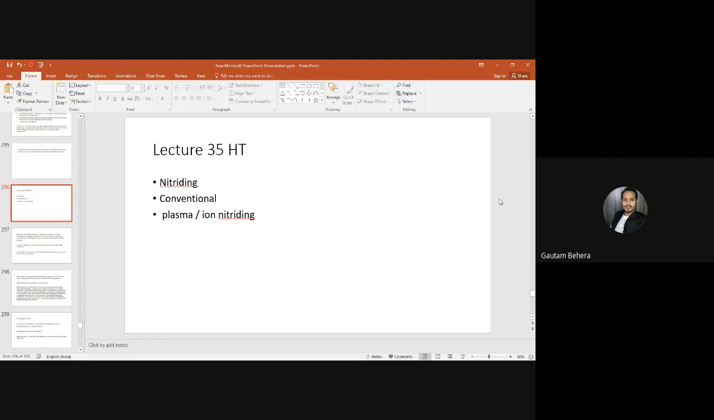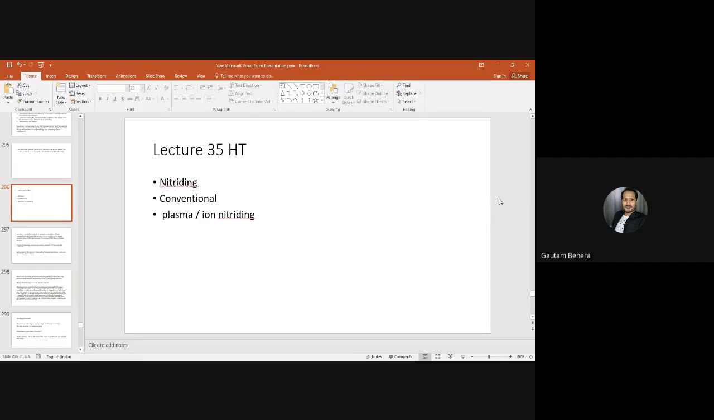But we have to keep in mind that the core should remain tough, so that it can withstand any impact loading. The main objective of increasing the surface hardness is to get wear resistance, or high hardness of the surface, because the surface will always be exposed to the atmosphere and to rotating systems or rotating devices. So we need a highly wear resistant surface.